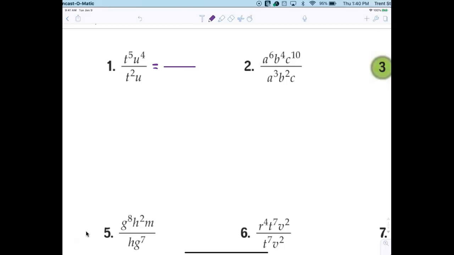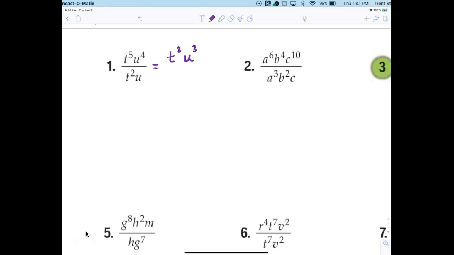What do we have? Tell me. T to the power of 7. What did I just say? When you divide, what do we do? Subtract. So it'd be t to the what? T to the 3rd. Then what? U to the 3rd. Is there anything on the bottom? No. So we don't really even need that fraction bar.